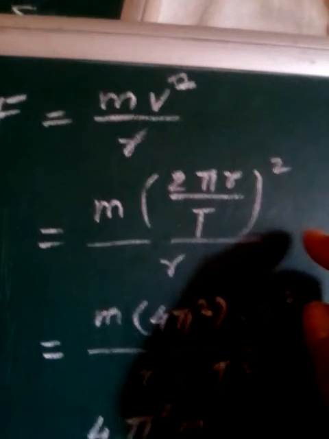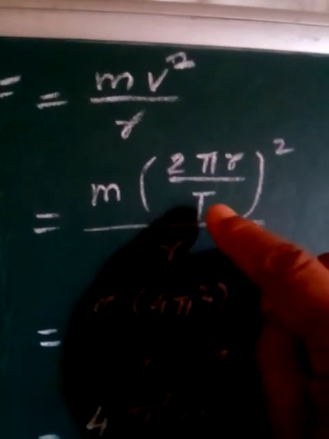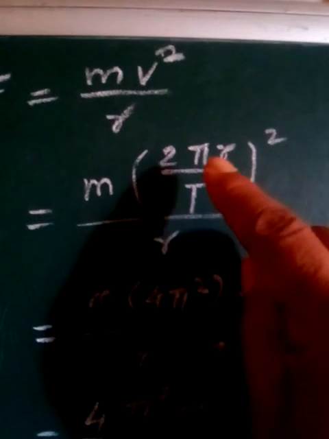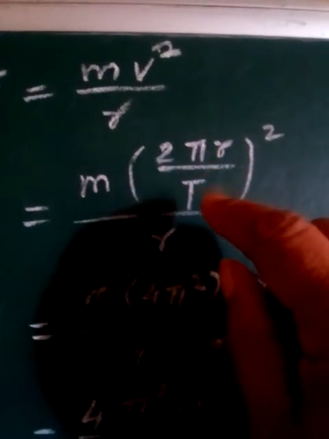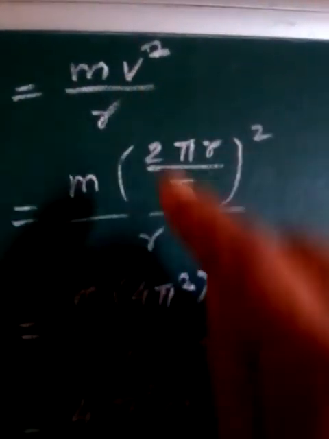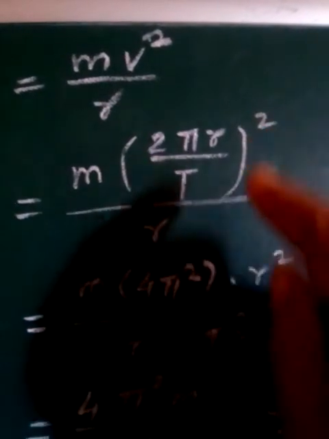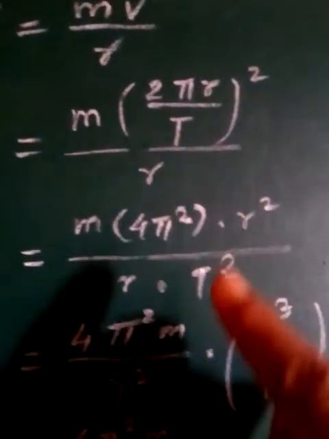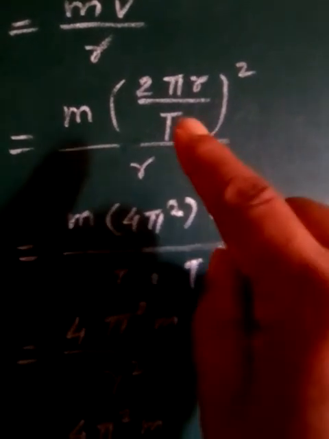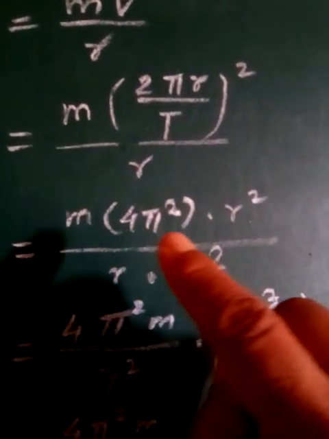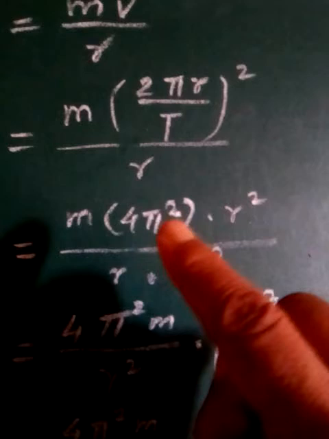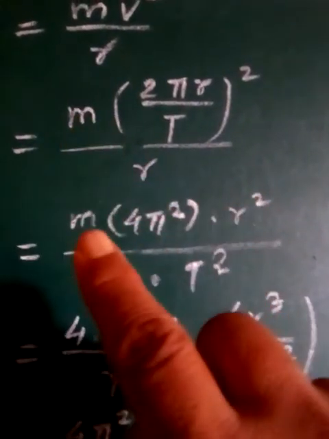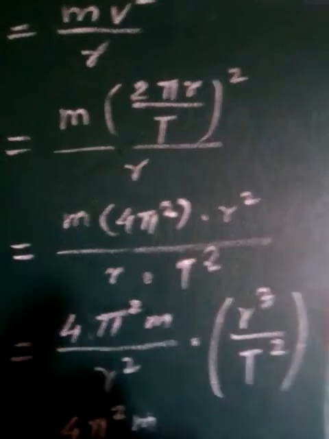Now this v is what? If T is the time period of revolution, then in one revolution it goes a linear distance equal to 2 pi r, that is the circumference of the circle. So 2 pi r upon T is v. So m into (2 pi r upon T) whole square upon r. Now if we square it, T square comes in the denominator, and 2 pi square comes to be 4 pi square, and the square of r is r square. This m does not get squared; m is as it is and this r is as it is.